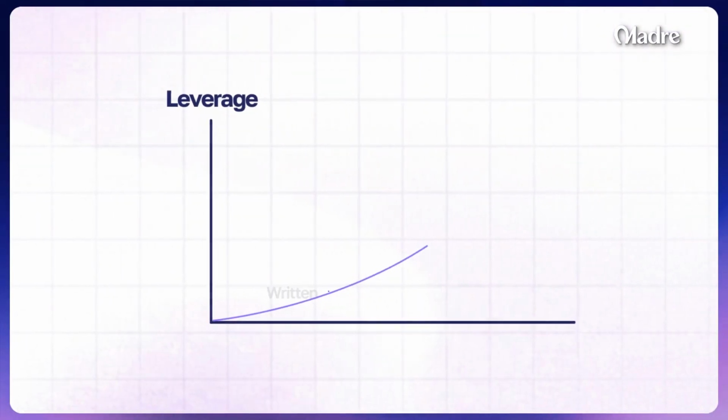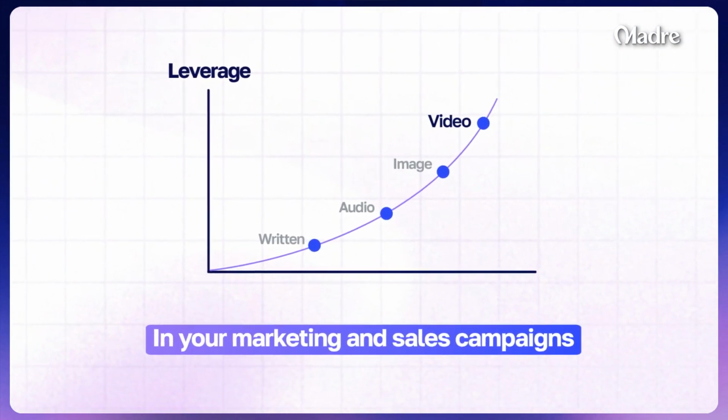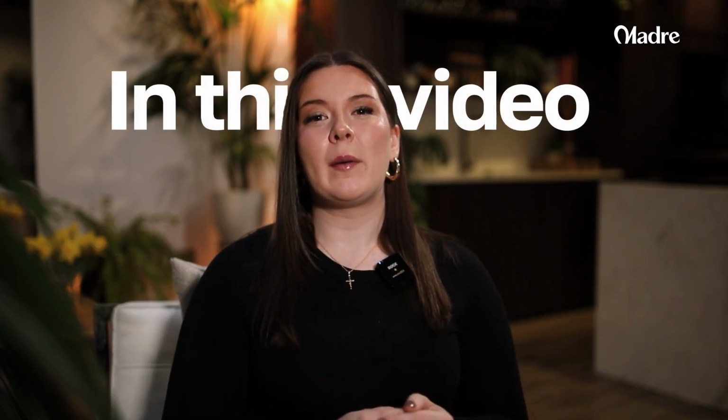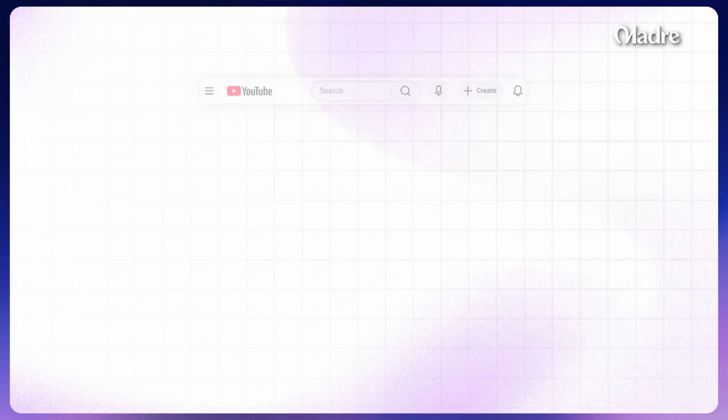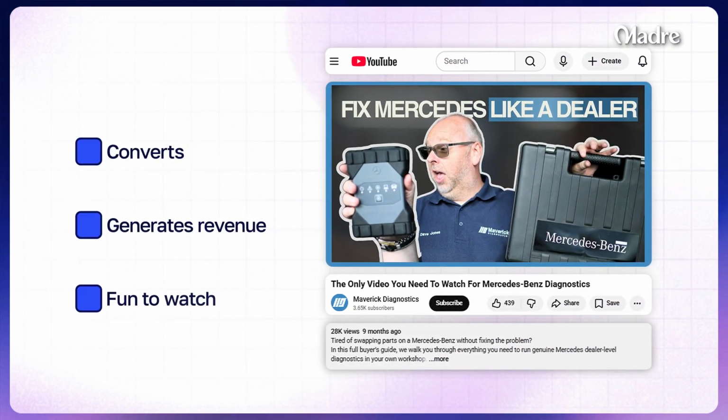Video content is the highest leverage content that you can use as an aftermarket supplier inside your marketing and sales campaigns. However, it can be a bit difficult to know where to start or how to actually generate revenue and results from a video. So in this video, I am going to give you the exact anatomy on how to create a video that both converts, generates revenue, and is fun to watch so that you can implement it in your aftermarket business.